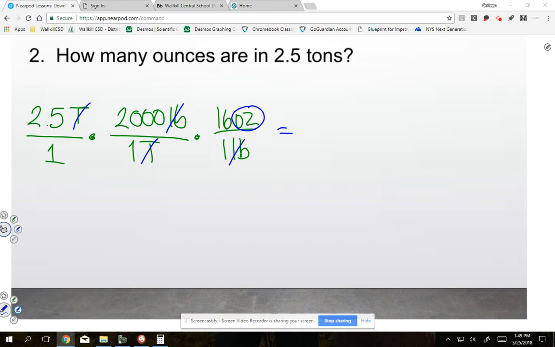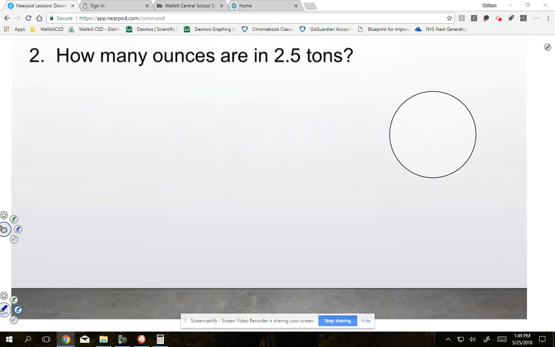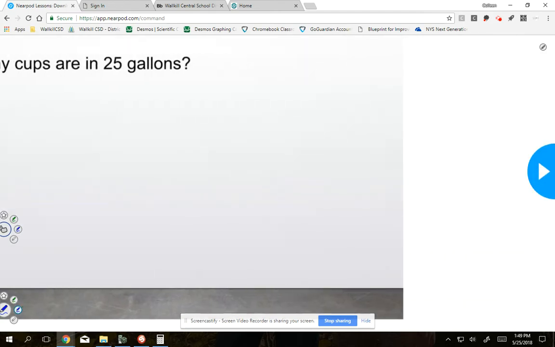Bryce, what'd you get? Nice lab. 80,000. 80,000 is correct. 80,000 ounces. Oh, this isn't that hard. It's a little bit more challenging. Pretty easy. All right, next one. Oh, damn, you gotta go back.